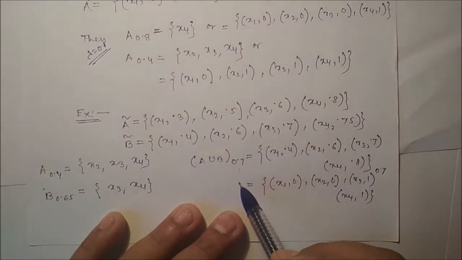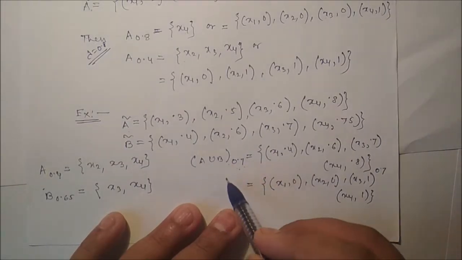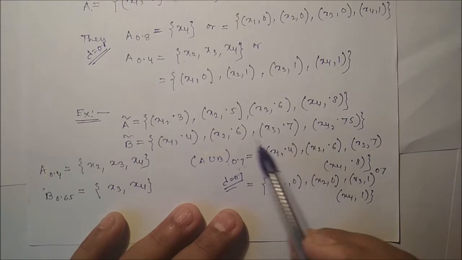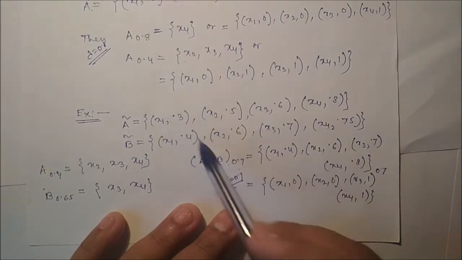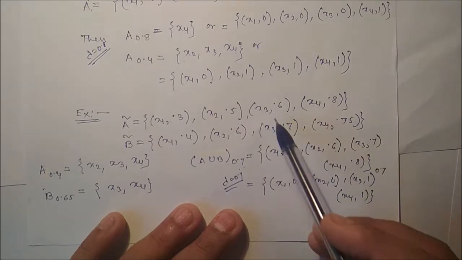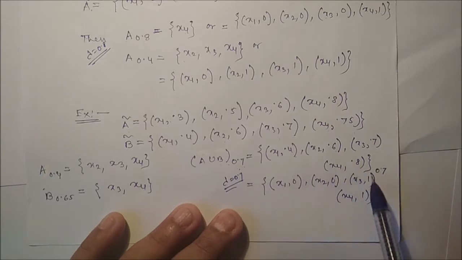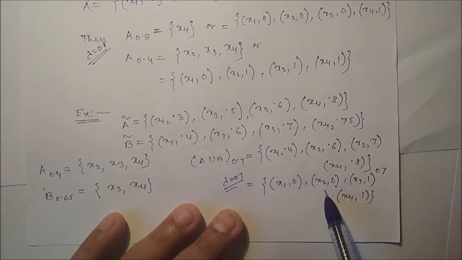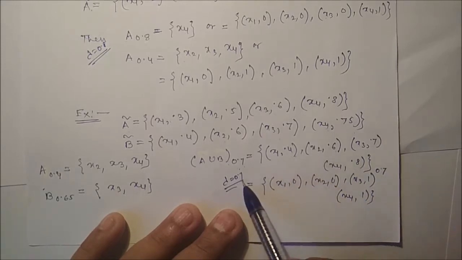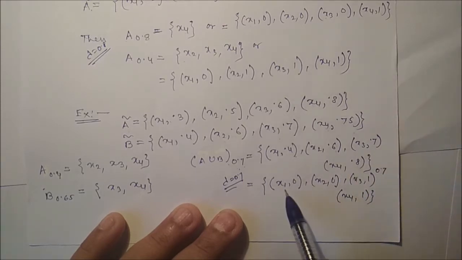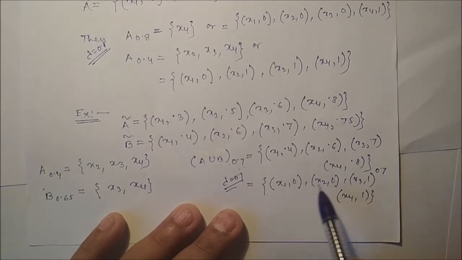So next example, say A union B 0.7. Here lambda is equal to 0.7. First of all we have to apply the union. So for x1 the maximum is 0.4, x2 maximum is 0.6, x3 maximum is 0.7, x4 maximum is 0.8. Then we have to apply the alpha cut, the Crisp value. Here the alpha cut or lambda cut will be the values which are more than or equal to 0.7. So the answer will be x3 and x4. So x1 0, x2 0, that means membership values are 0, and for x3 and x4 the membership values are 1.